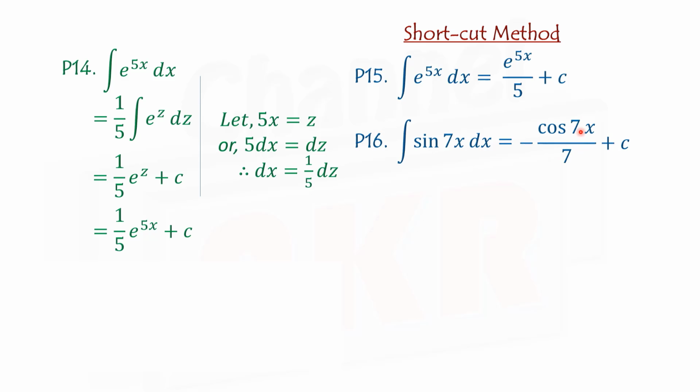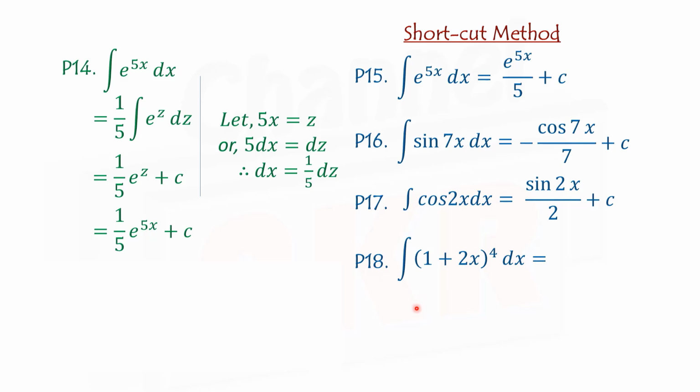This will be cos x by the differentiation of 7x. It is actually 7. Then put 7 in the denominator. Okay, you got the answer, direct answer. Okay, problem number 17, cos 2x. What will be the answer? Can you say? Cos 2x, this is x, so differentiating 2x we get 2, so the answer will be sine 2x by 2, right? Plus c everywhere, plus c.